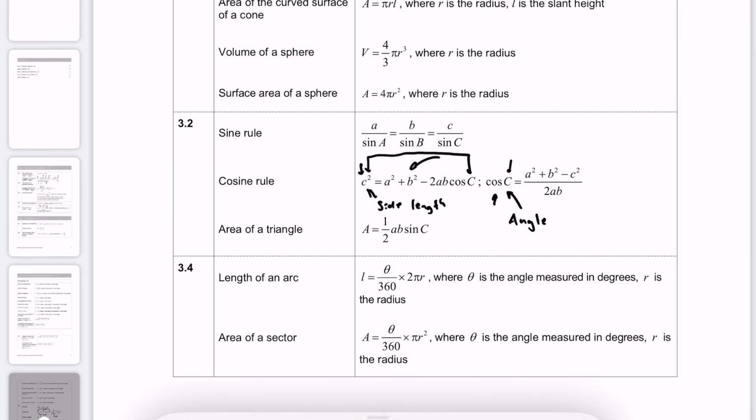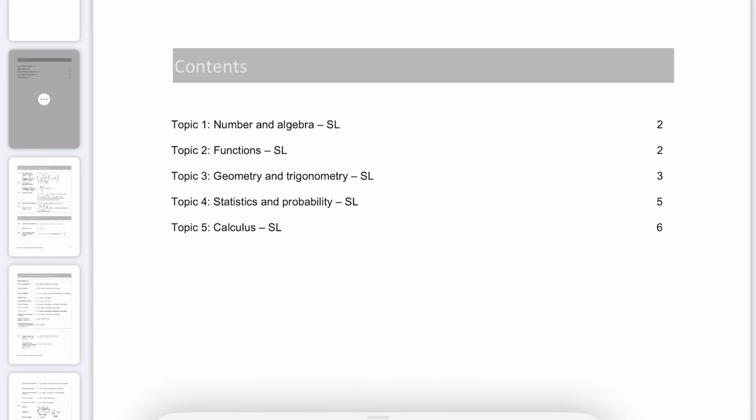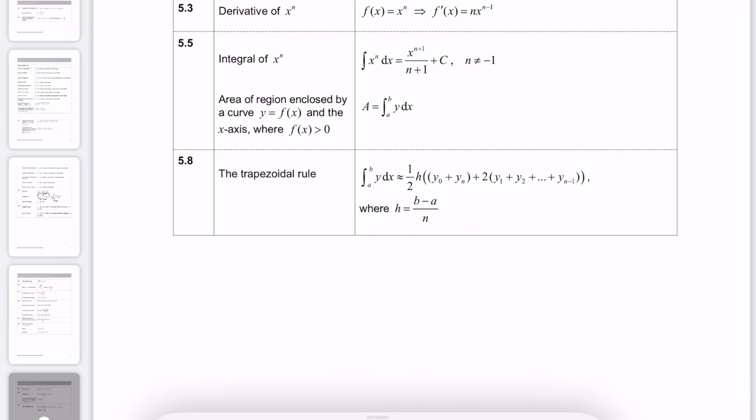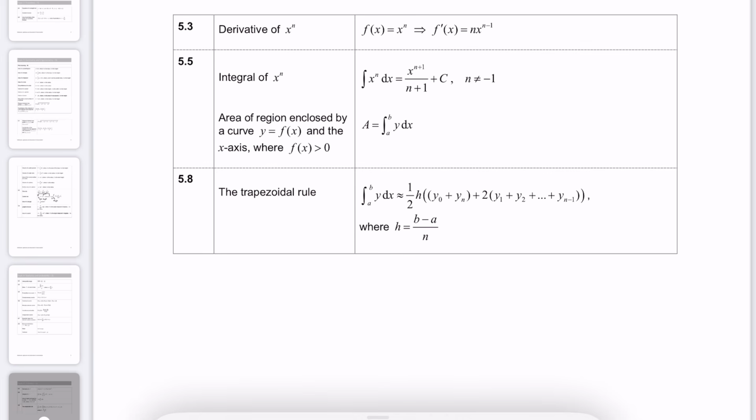All right. So, calculus, and here is our trapezoid rule. Okay, looks kind of intimidating, not all that bad, I don't think.